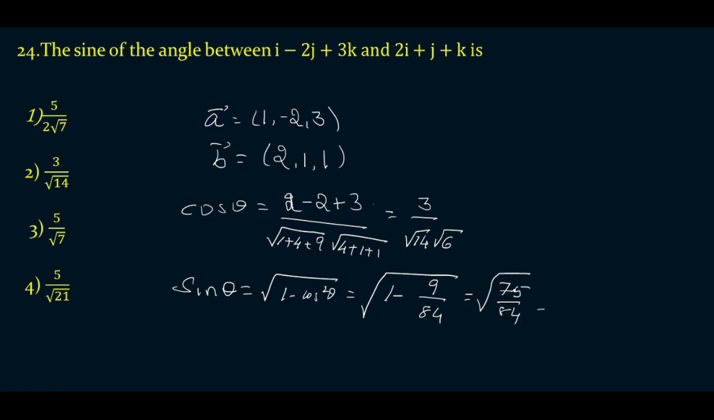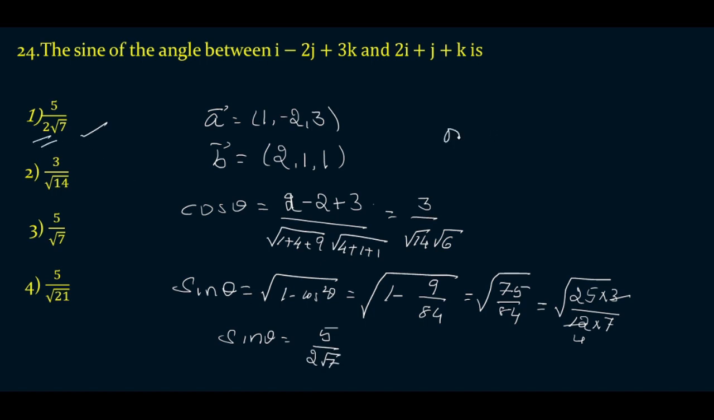That 75 divided by 84 can be written as the square root of 25 into 3, divided by 84, which can be written as 12 into 7. Cancelling the 3, the value of sin theta is equal to root 25, which is 5, divided by root 4 into 7, which means 2 into root 7. Where is this? It is the first option. Therefore, the first option is the right option.